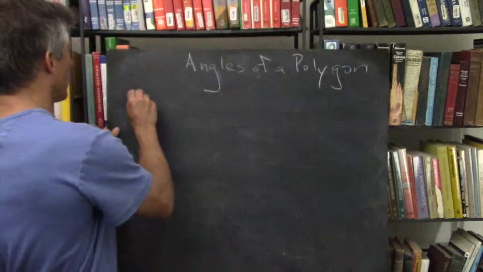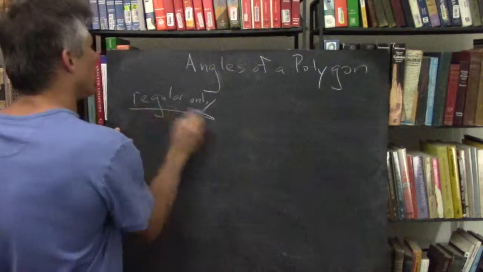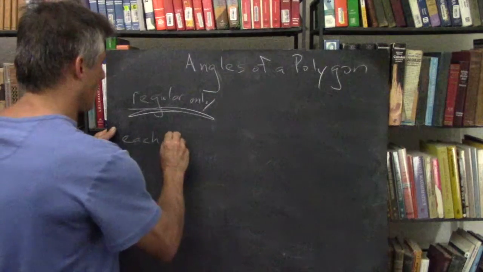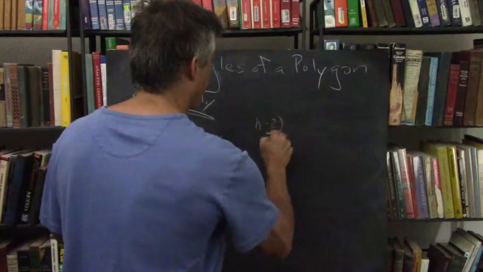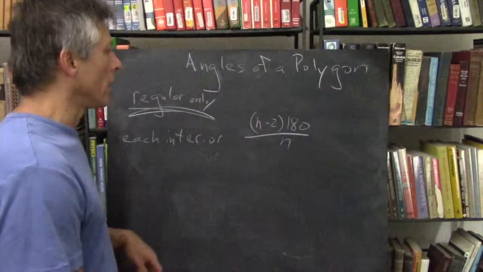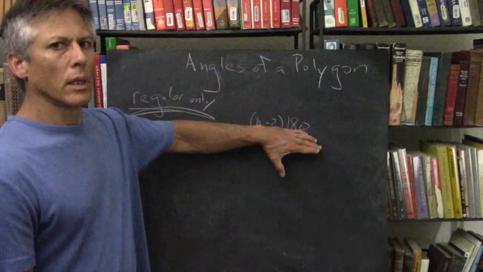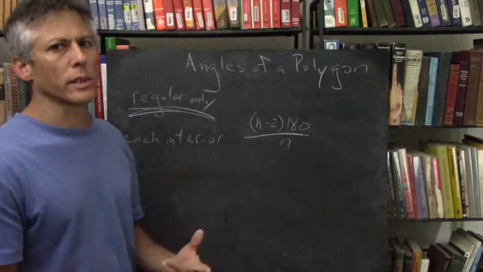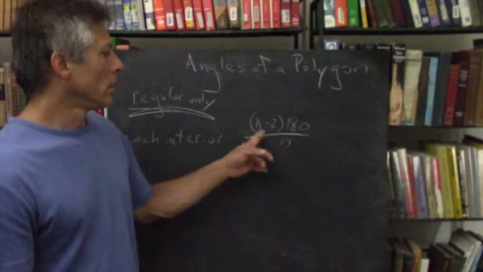Now for regular only, each interior, logically enough, is n minus 2 times 180 over n, where n is the number of sides. Because we had the total from before, we divide by how many angles we have, and that's what each angle would be. Since it's regular, all the angles are the same. We divide the total into equal parts and see what each one is.